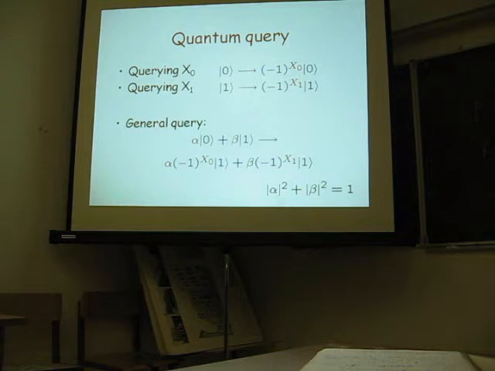And this is what it means to make a query. If you want to query 0, then you enter 0 and you get back (-1)^x0 |0>. This is the answer for the query. You prepare this query, which is alpha |0> plus beta |1>. And now you enter the query mode of your algorithm, and then you push a button, and then the query is answered, and then you are in the state after the query.